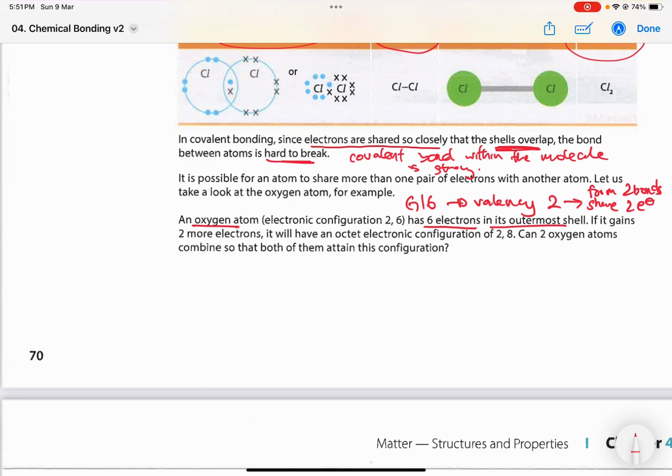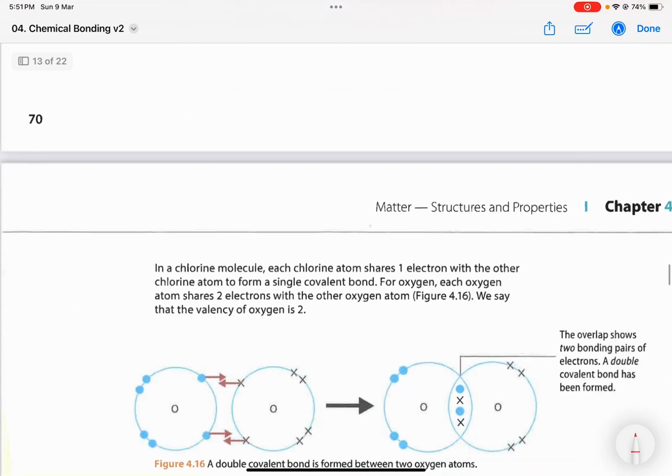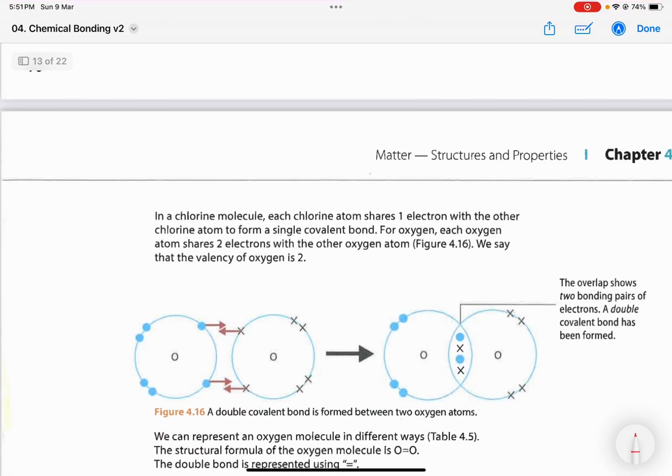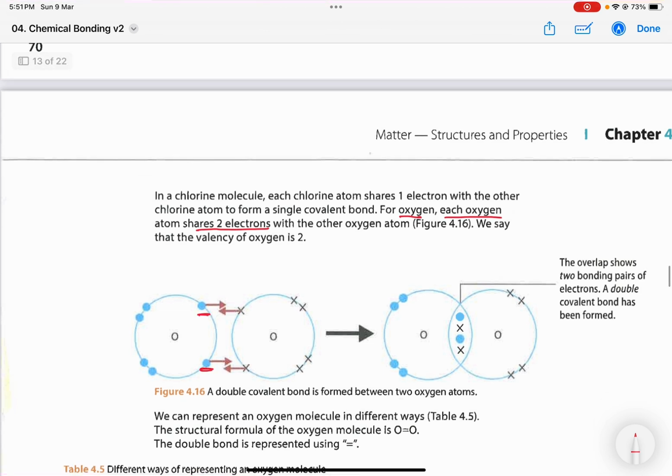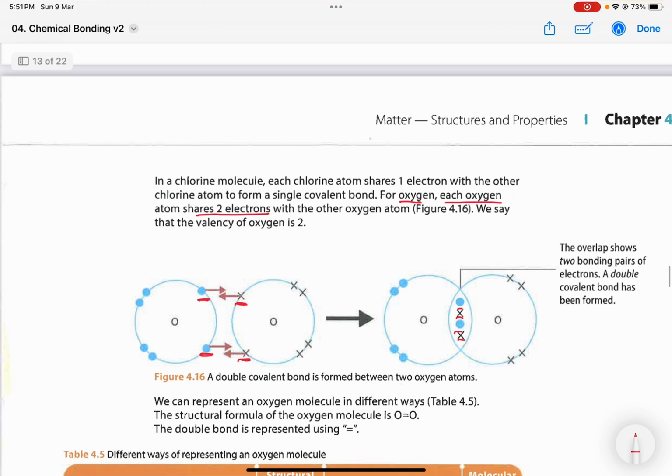To form your octet electronic configuration of 2,8, the 2 oxygen atoms must combine to give you the 2,8. So how do you go about doing it? Each oxygen will share 2 electrons with the other oxygen atom. So we can see here, oxygen, each one shares 2, and hence you get this overlapping circle with 4 electrons in between. Hence we know that it's O double bond O, represented by this double line here.